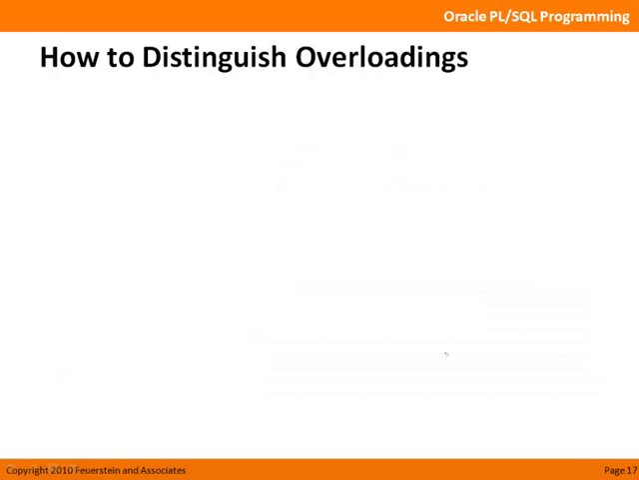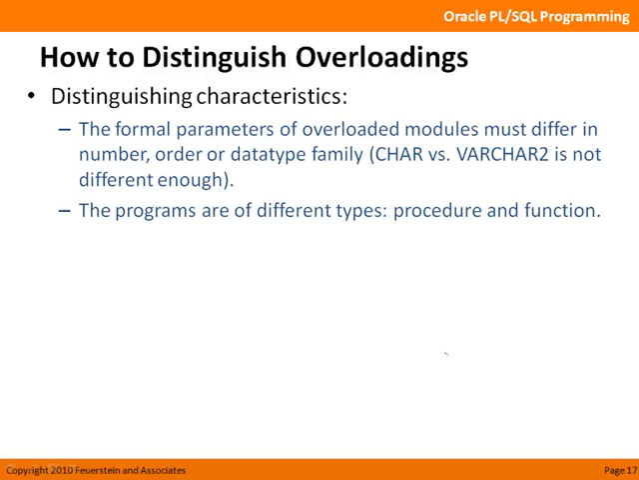So what does it need to know, or how different do these programs have to be to be valid overloadings? Essentially, the formal parameters of overloaded modules must differ in number, order, or data type family. In other words, I can have a string, a number, and a date. I can have a string and a number. I can have one number in one program and a number and date in another program. Those are very, very different scenarios. But notice that they have to differ by data type family. It's usually not enough to have a difference within a data type family. For example, fixed length string versus variable length string is not going to be different enough. And I'll show you an example of that very soon.